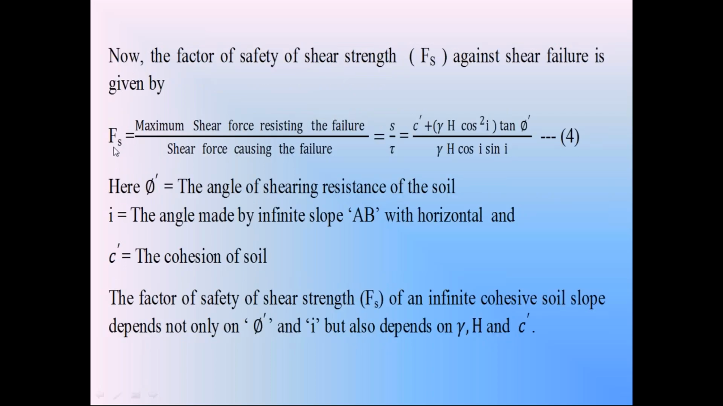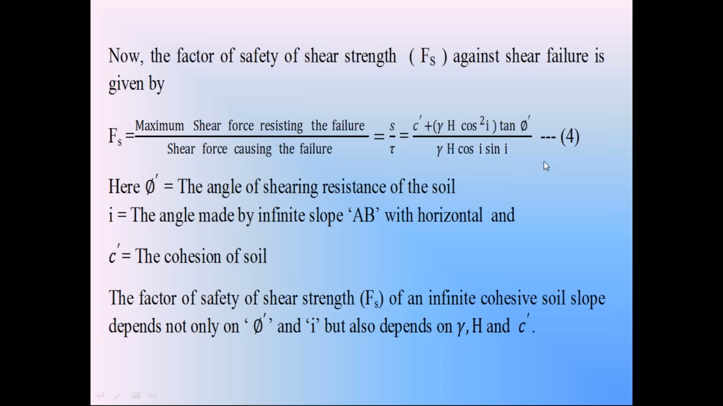Now find out the factor of safety in the dry condition for the infinite cohesive soil slope. Fs is equal to the resisting shear strength by the shear stress causing the failure, S by tau. S is equal to C dash plus gamma H cos square i tan phi dash, divided by tau, which is equal to gamma H cos i into sin i. Take that as equation 4. This is the equation of factor of safety for the infinite cohesive soil slope in the dry condition.